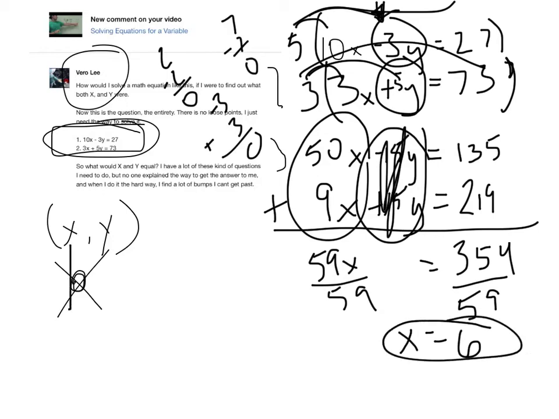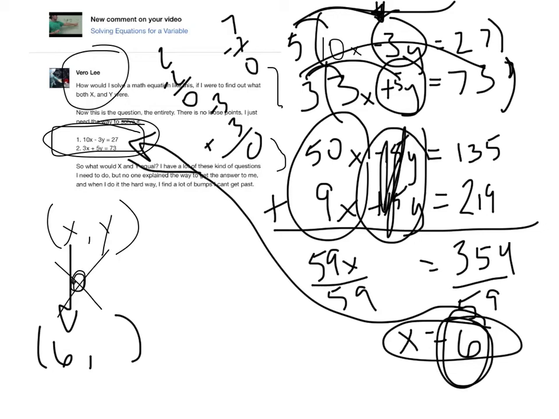Boom shakalaka. 6. Now we need to find y. This is the easy part. All you do is plug in 6 into either one of these equations and find out what y equals. So I'm going to use the bottom one because there's no negatives. 3x plus 5y equals 73. Should use the top one. 73 is an ugly number.